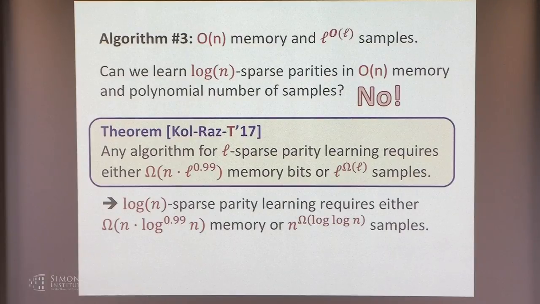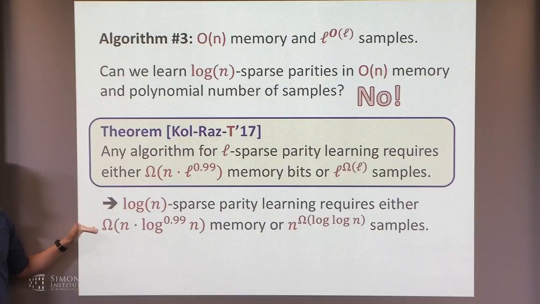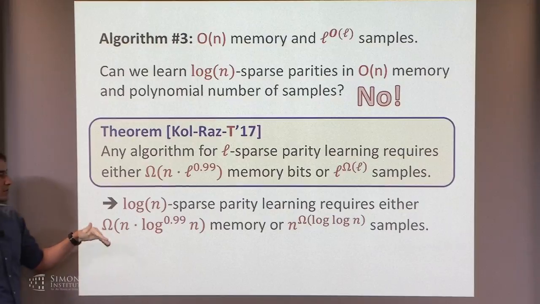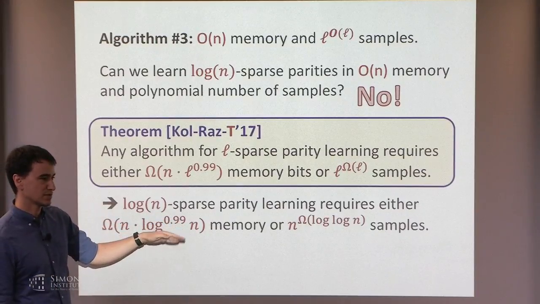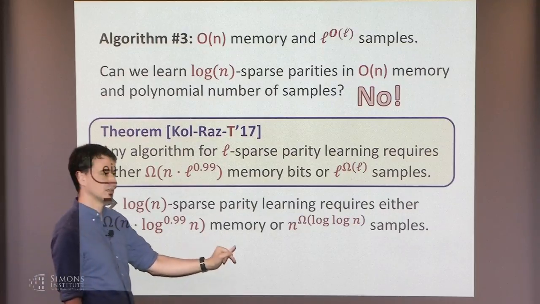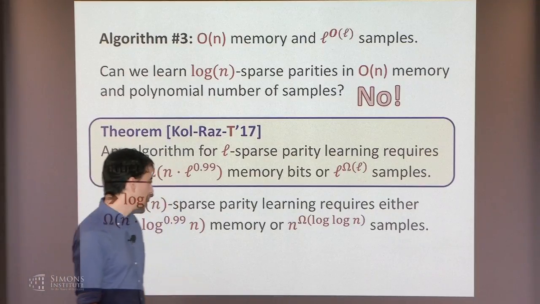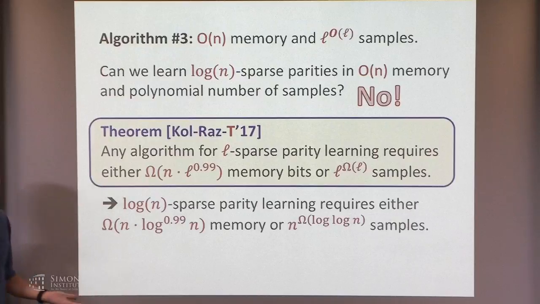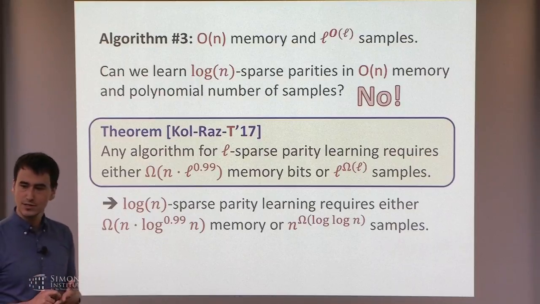Okay, so in other words, what did we get? We get that the log n sparse case cannot be learned in linear memory and a polynomial number of samples. So you either need the memory to be super linear or the number of samples to be super polynomial. And in particular, we get it for all these DNF, decision trees and juntas, because this is a special case. Okay, any questions?